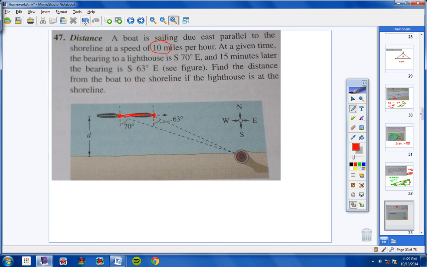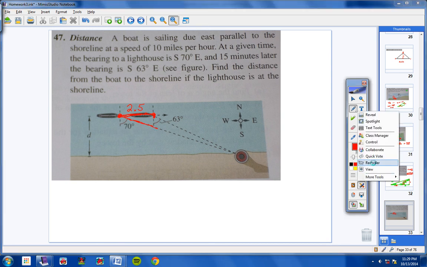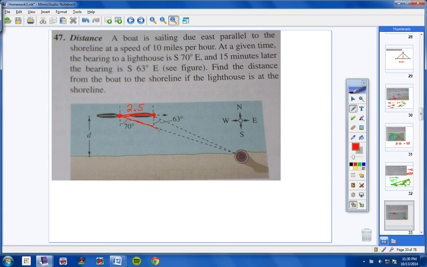The ship will go 2.5 miles. So now we know the distance from here, where the ship started, to here. Now I'm looking here. What can I do? I'm thinking I might be able to find the length of this dotted line right here, hopefully. So I'm going to go ahead and draw this line right here. That might help me find this height going down.